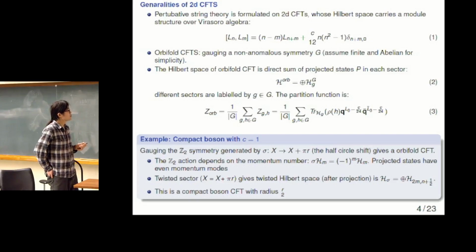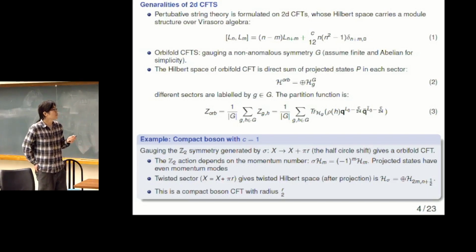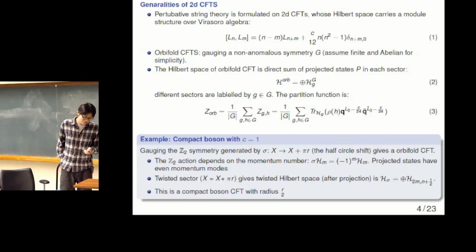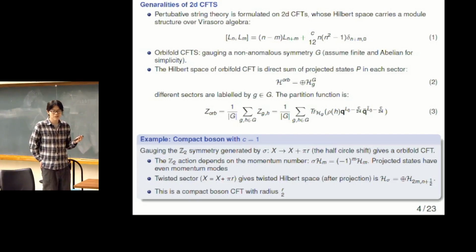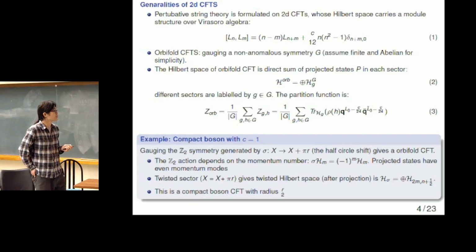The partition function can be easily written down this way, and it consists of several blocks labeled by G, H, and G, H belonging to the group elements of this orbifold group G. Here is perhaps the easiest orbifold CFT example. We consider a compact boson with target space a circle of radius r, and a Z2 symmetry corresponding to the half circle shift.